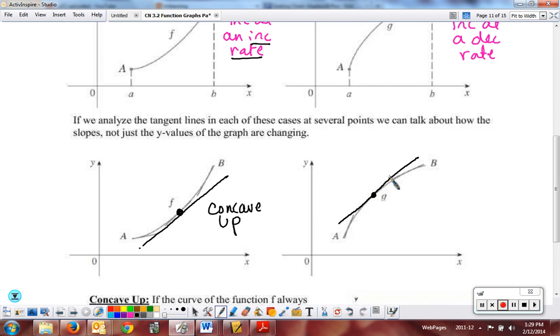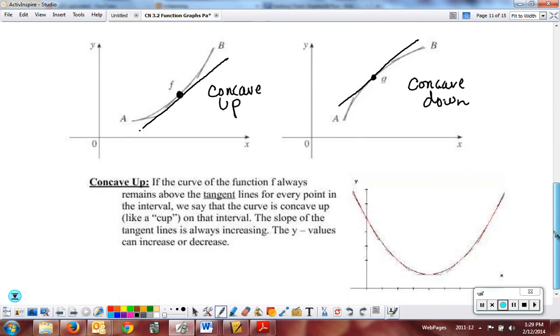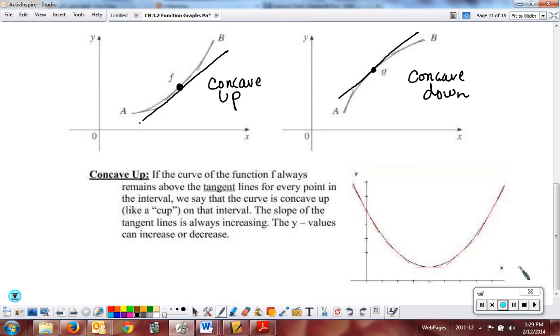The tangent line or this function? Well, it could be any function, like square root would be an example. What do we call it if it curves down from its tangent line? Concave down. And then this, I want to just make sure I show you, concave up. It does not have to be increasing at an increasing rate to be concave up.